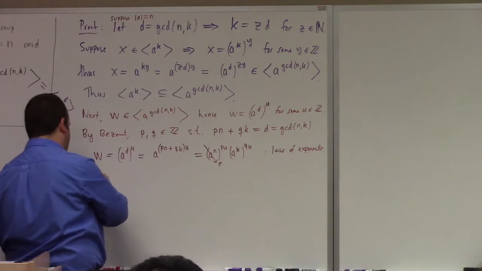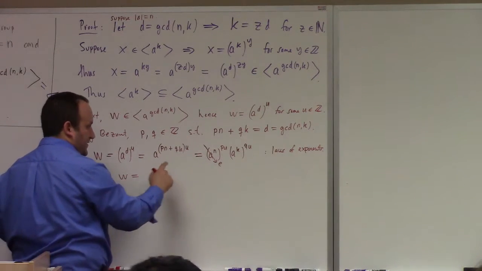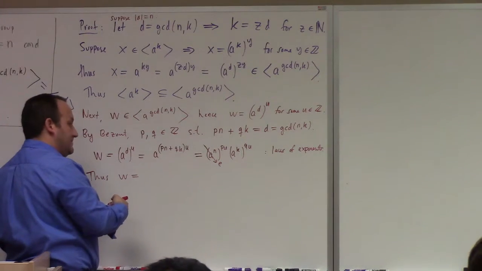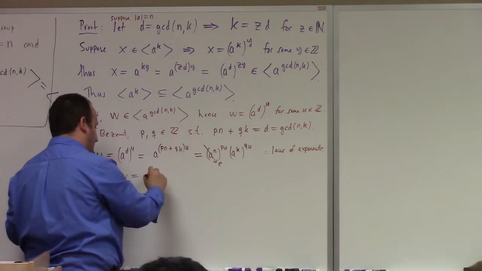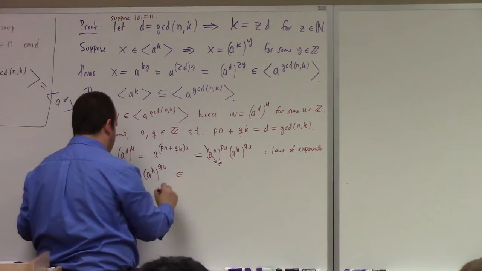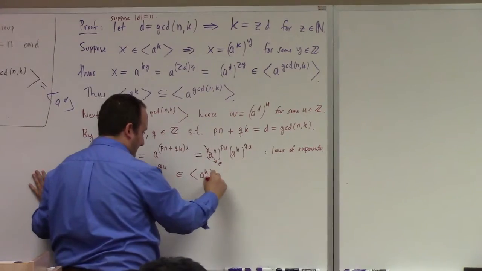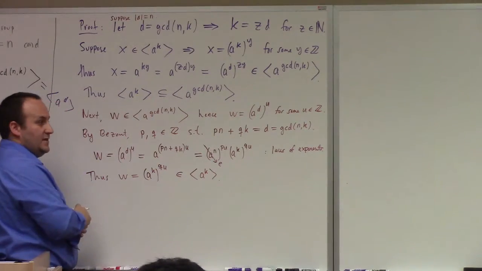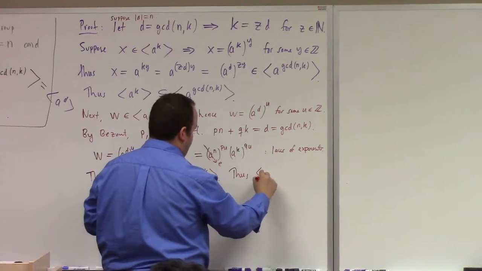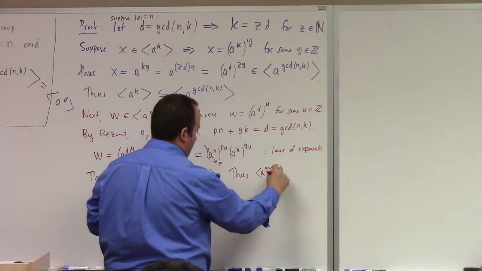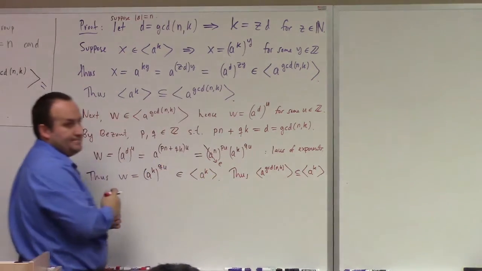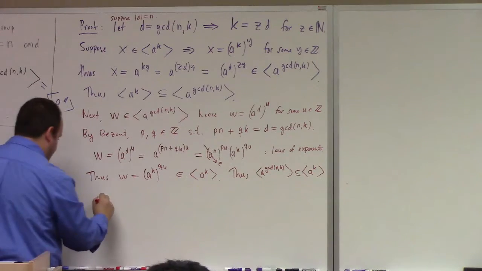We have that w is equal to, now e to the power u is what? The identity to any power is the identity again, right? So this is a to the k to the q u. So that's an element of what? That's an element of this guy, right? So now we've shown that a to the GCD of n, k is a subset of a to the k. Therefore, they're equal.